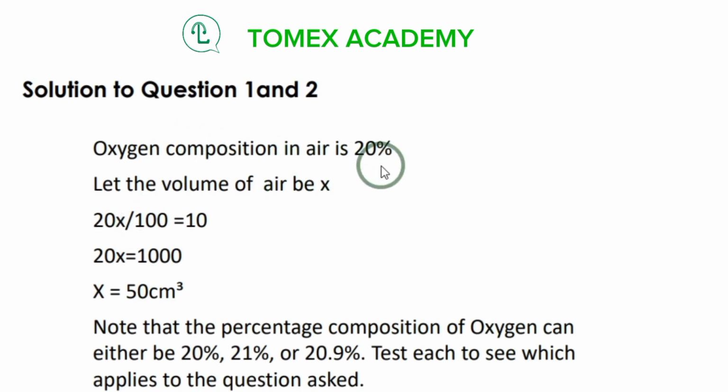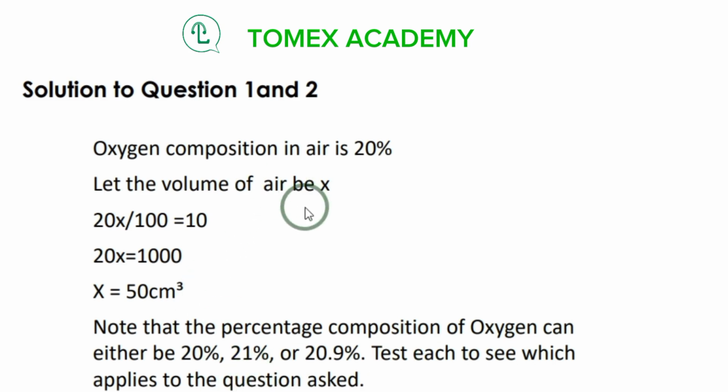Oxygen composition in air is 20%, though it varies; some textbooks will say 20.9%, some say 21%. So let the volume of air be X. Then 20% of X equals 10, that's the volume we are given in the question. So therefore, X equals 50 cm³. Note that the percentage composition of oxygen can either be 20%, 21%, or 20.9%. Test each to see which applies to the question asked.